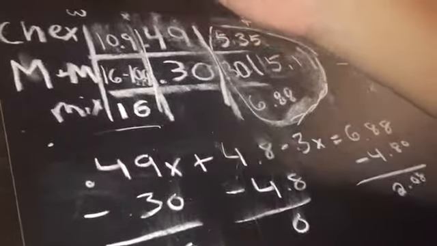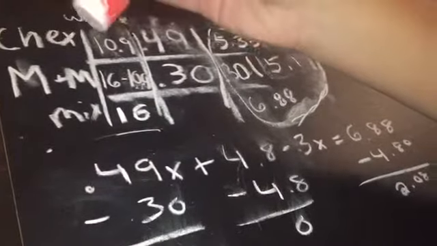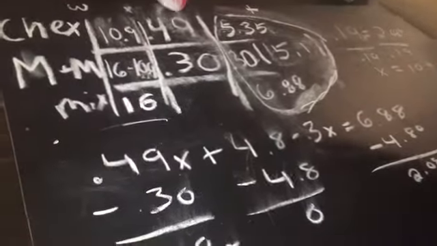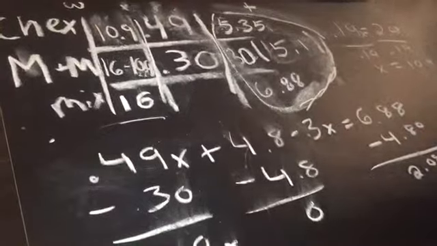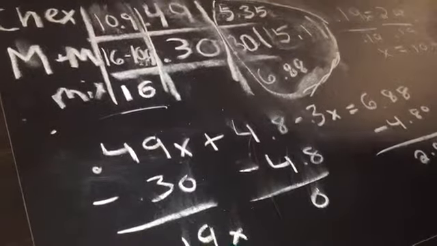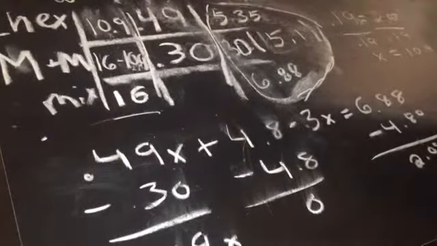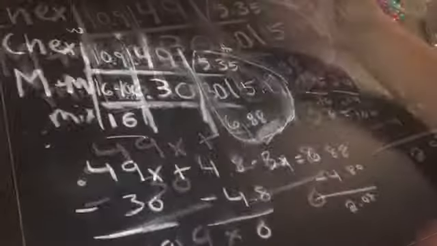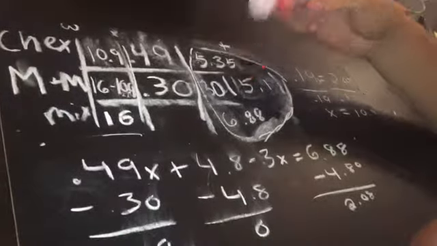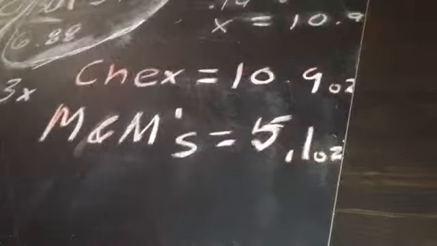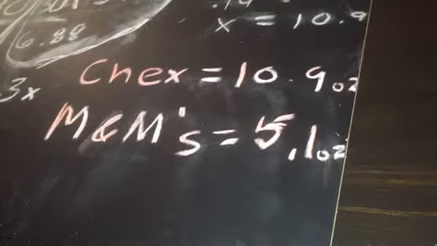Okay, so since x equals 10.9, we're going to plug it back into the equation where x is, and we're going to also replace it here. So 10.9 times 0.49 equals 5.35, and 16 minus 10.9 equals 5.1, times 0.30 equals 1.53. So 5.35 plus 1.53 equals 6.88. X equals 10.9 ounces, and M&Ms equals 5.1 ounces.